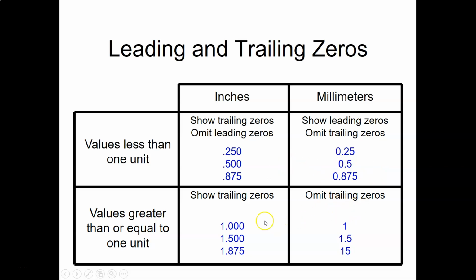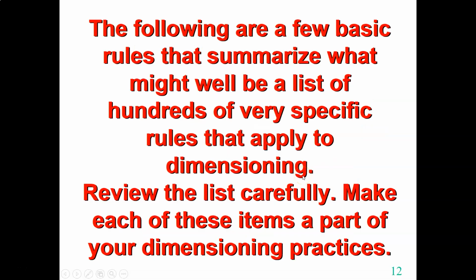Okay? And again, if the value is greater than 1, no trailing zeros in millimeters. So 1 millimeter is just 1. 1.5 millimeters is 1.5 instead of 1.50 like we would do for inches, or 1.500. So I hope that makes sense.